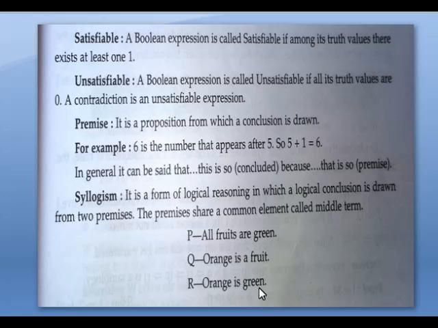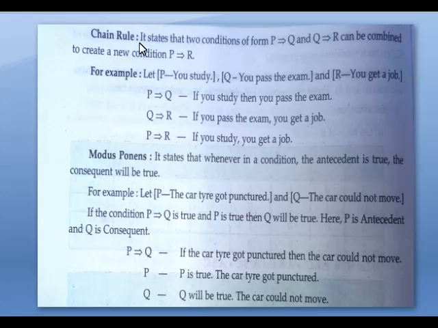Okay, students. Now we are going to see what is chain rule. It states that two conditions of the form P implies Q and Q implies R can be combined to create a new condition, that is P implies R. Example, P statement is you study, Q statement is you pass the exam, and R statement is you get a job. So now we are going to combine this.